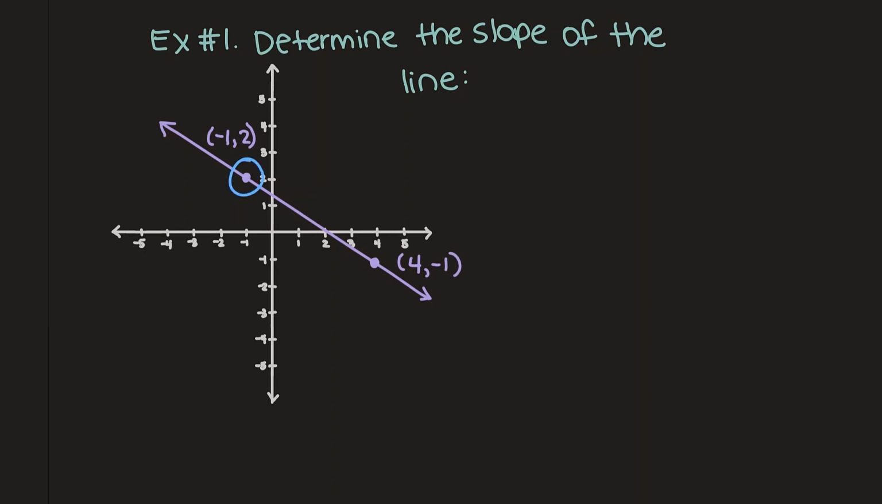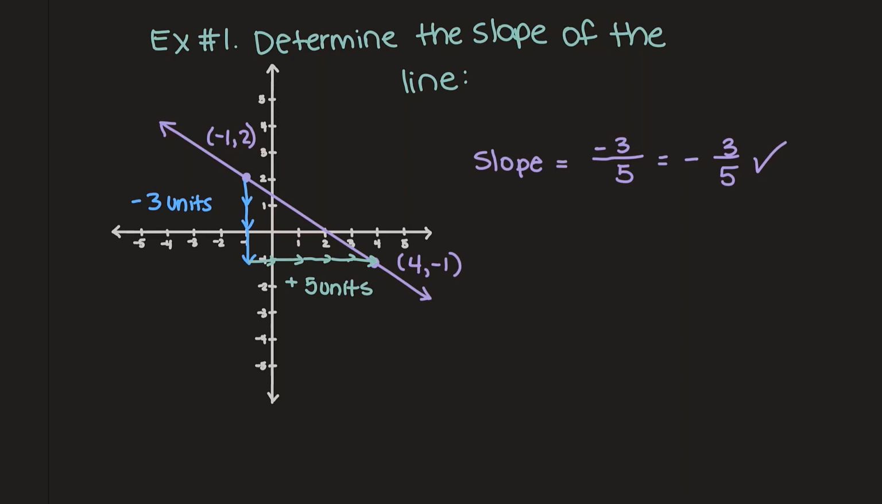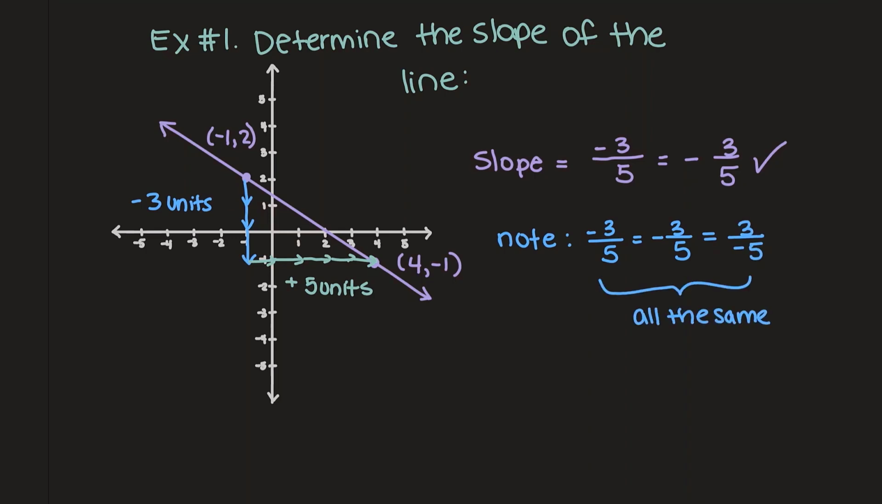Starting from this point, for the rise, we need to go down 3 units, and since we are going down, this value will be negative. And then for our run, we need to go to the right 5 units to get to the other point. And since we're going to the right, this value will be positive. Therefore, our slope is -3/5, which is the same as placing the negative symbol in front of the fraction. By the way, these fractions are all the same, whether the numerator is negative or the denominator is negative.